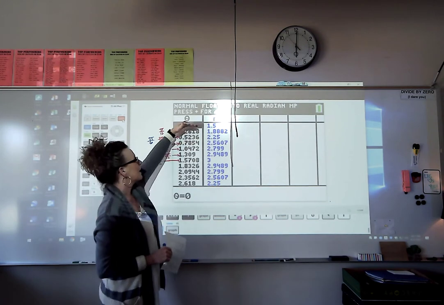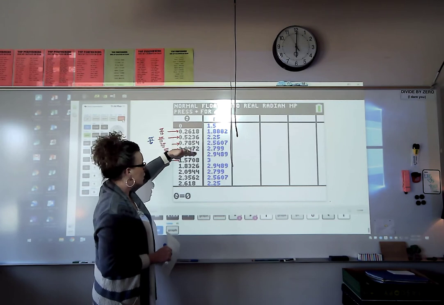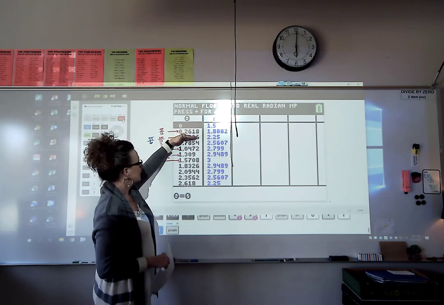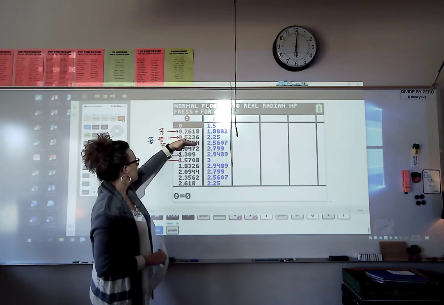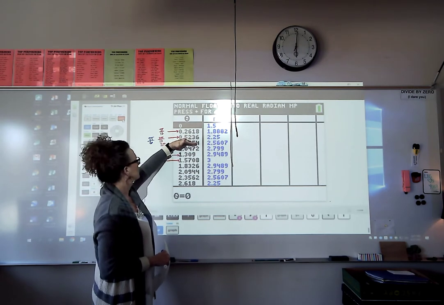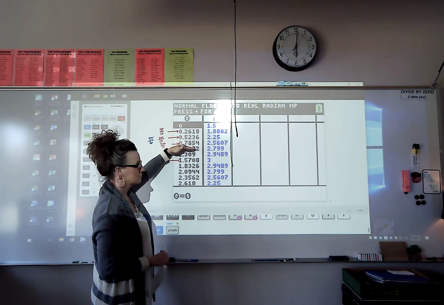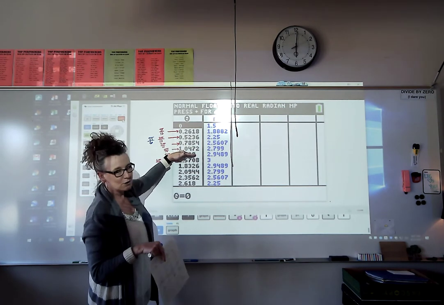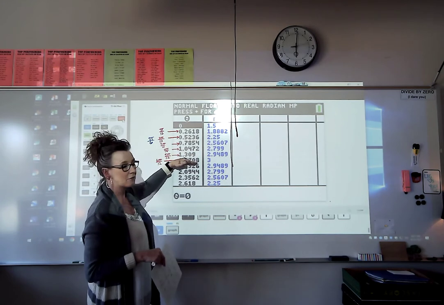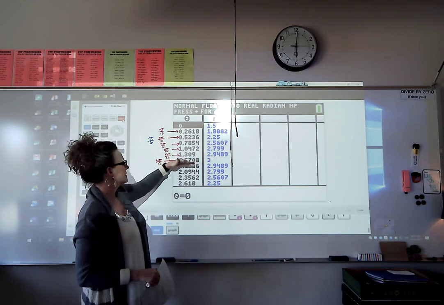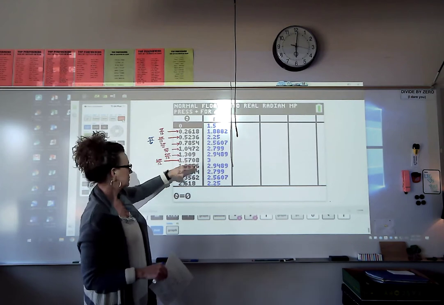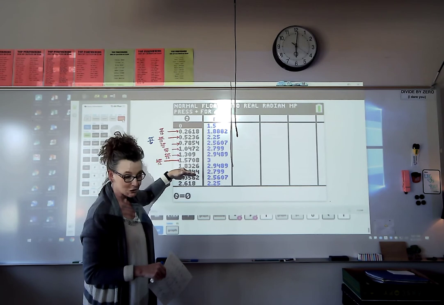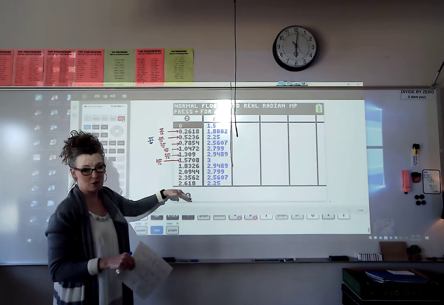Okay, so just keep in mind, each row is a new pi over 12. 0, 1 pi over 12, 2 pi over 12, pi over 6, 3 pi over 12, pi over 4, 4 pi over 12, pi over 3, 5 pi over 12. We don't use that one very often. 6 pi over 12, pi over 2. 7 pi over 12. We don't use that one very often. 8 pi over 12, 2 pi over 3. And so on.